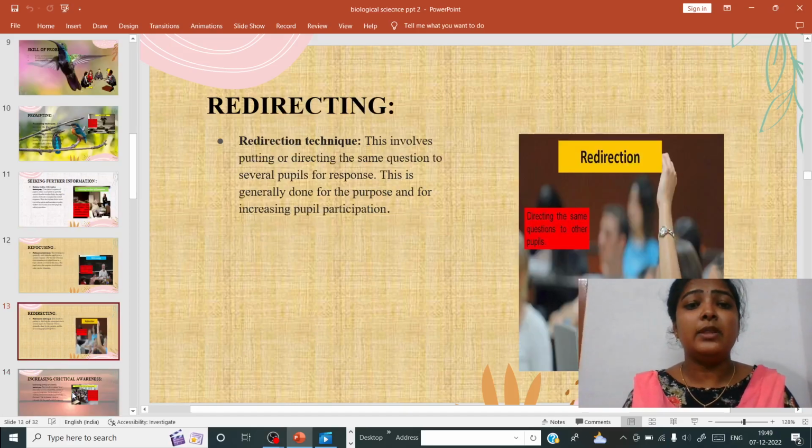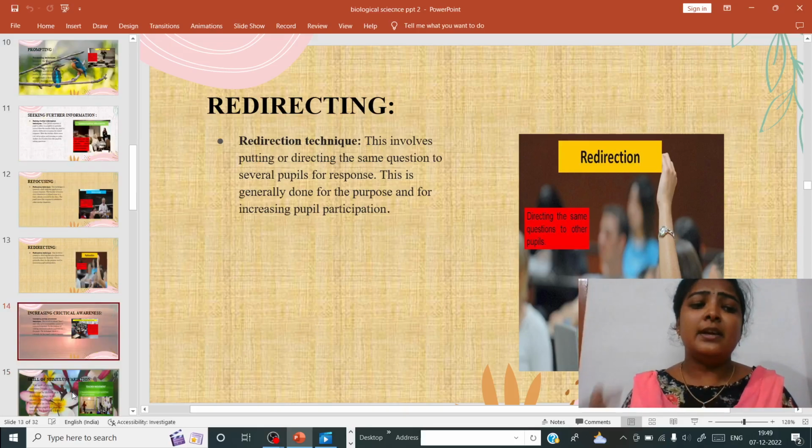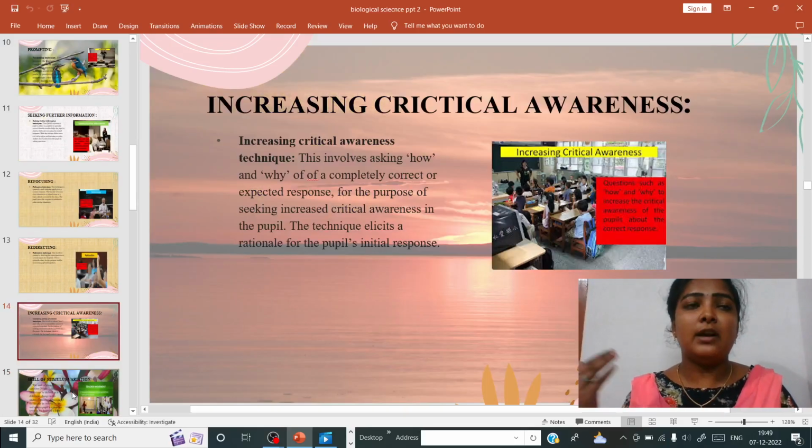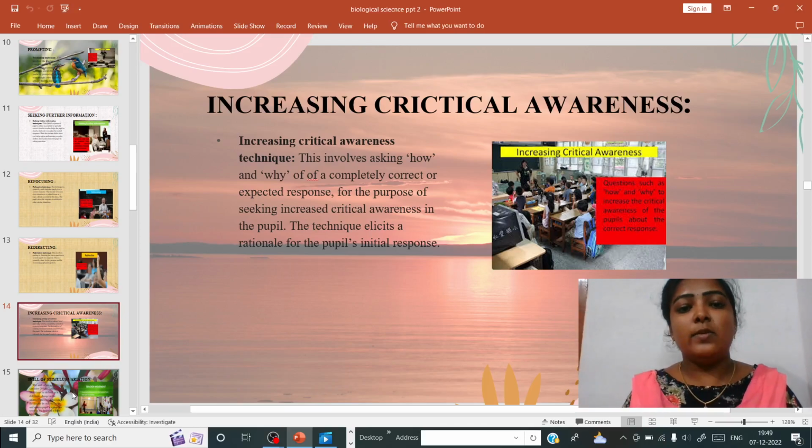Redirecting involves putting the same question to several people in the classroom. That is redirecting. After that, increasing critical awareness. As a teacher we have to deliver contents in sequence. We have to ask questions like: how, why, what will happen, what if not. This type of critical question we have to raise among the students.